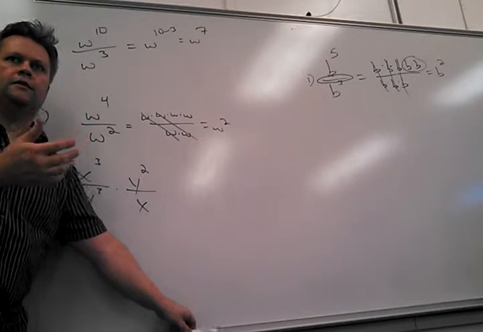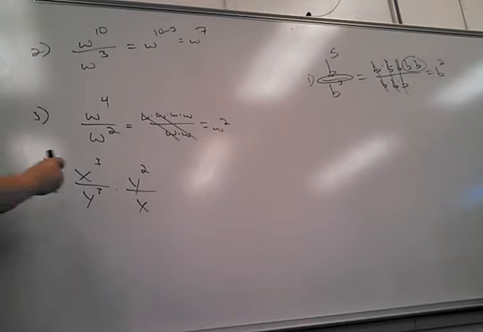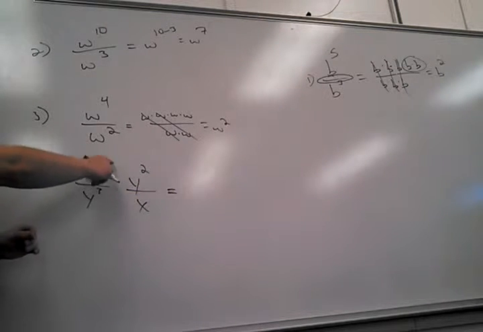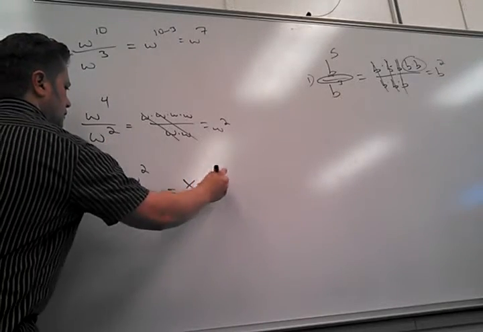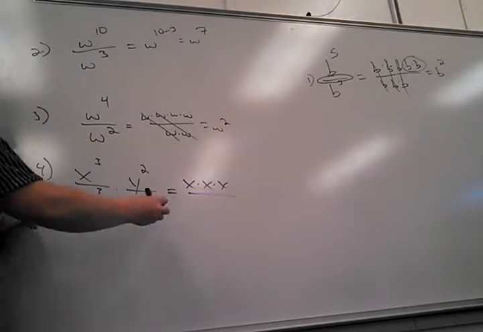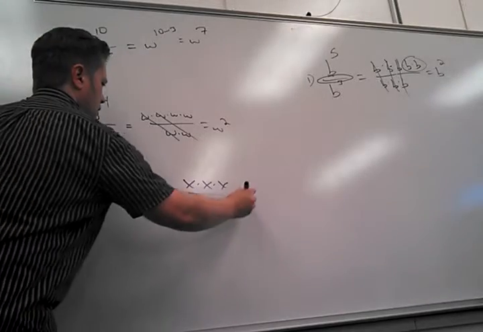So now what can cancel? What's on the top and the bottom that can cancel? How many y's could I cancel? 2, because there's 2 there. So 2 of them cancel there. So how many y's are left? That 1 is left alive, right?